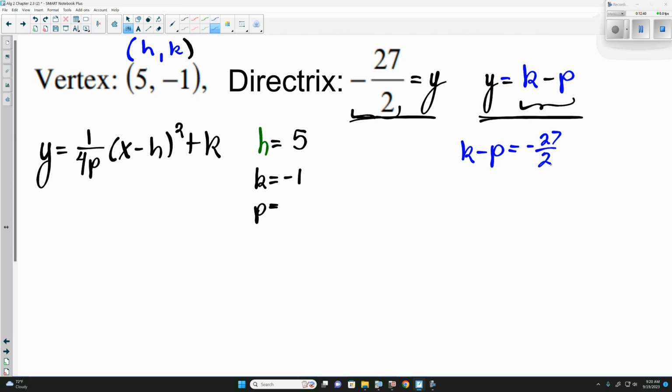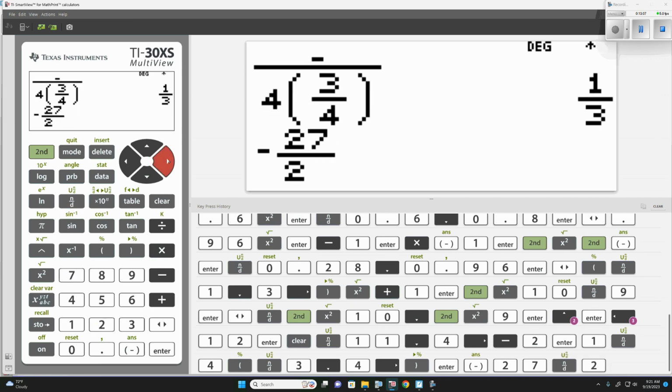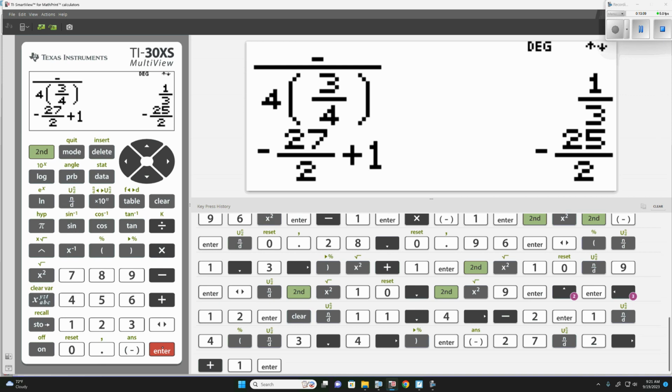Now we already know what the value of k is. It is negative 1. So we have negative 1 minus p is equal to negative 27 over 2. Now we need to solve for the value of p. Yes. Which will tell us that negative p is equal to, well, negative 27 over 2 plus 1 is negative 25 over 2.